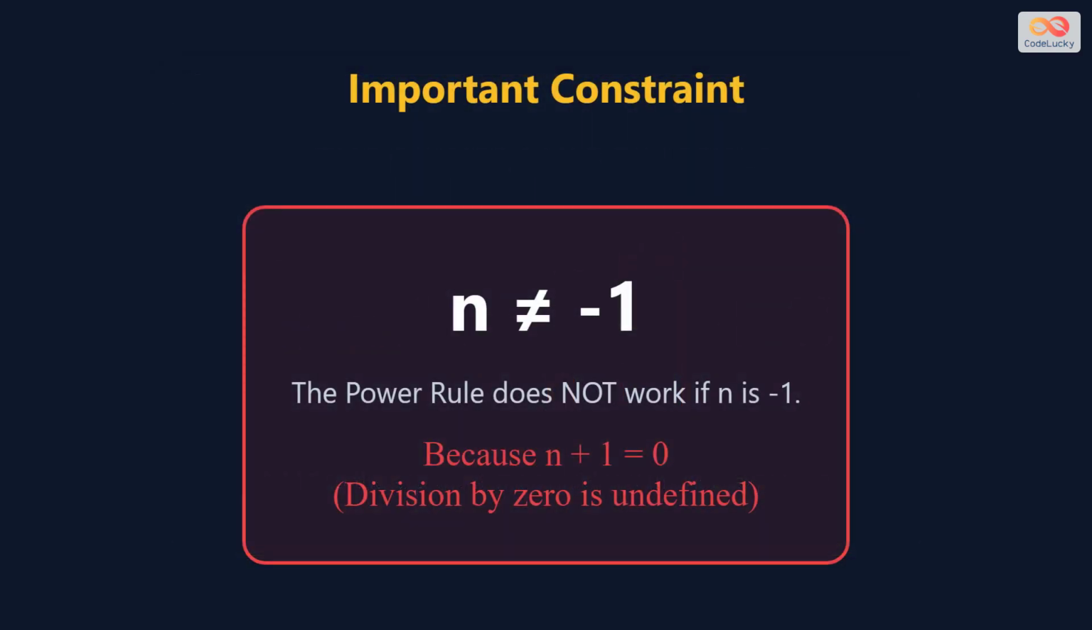There is one very important exception to this rule. The exponent n cannot be equal to -1. Why? Because if n is -1, then adding 1 gives us 0. Dividing by 0 is mathematically undefined. We use a different rule, the natural logarithm, for that specific case.